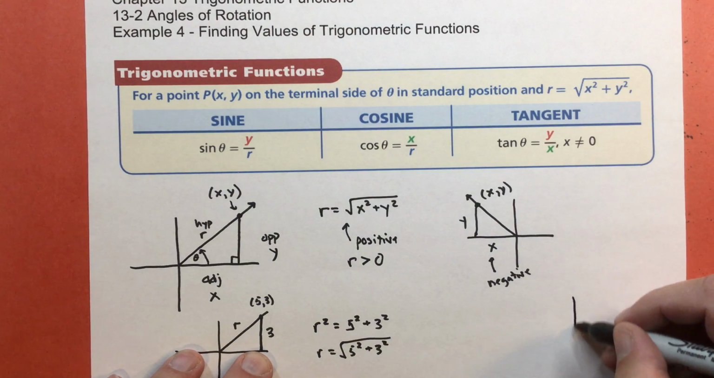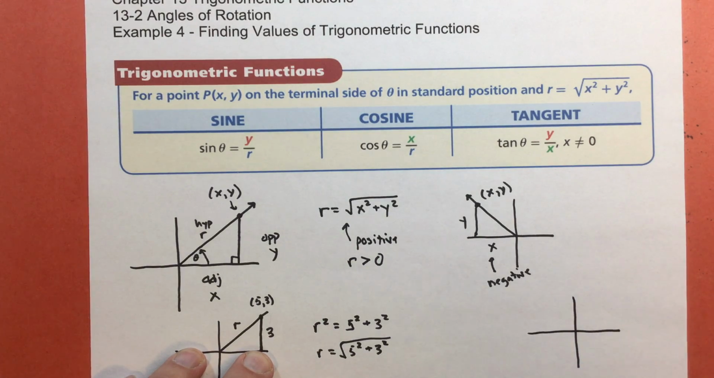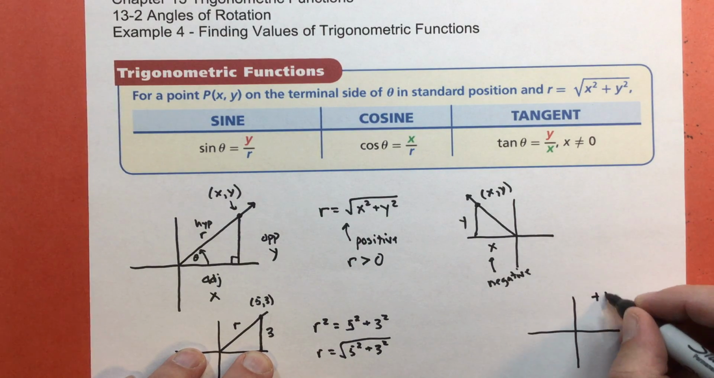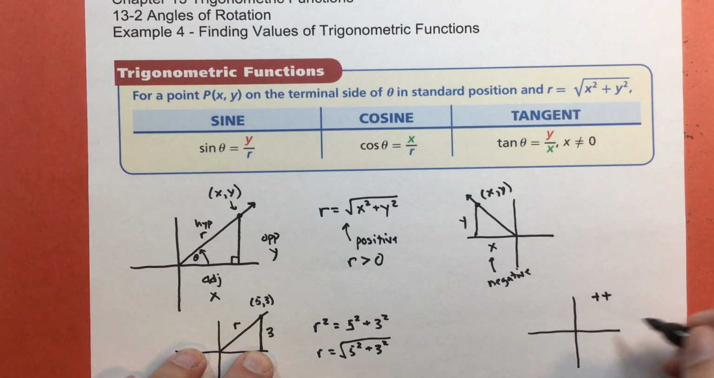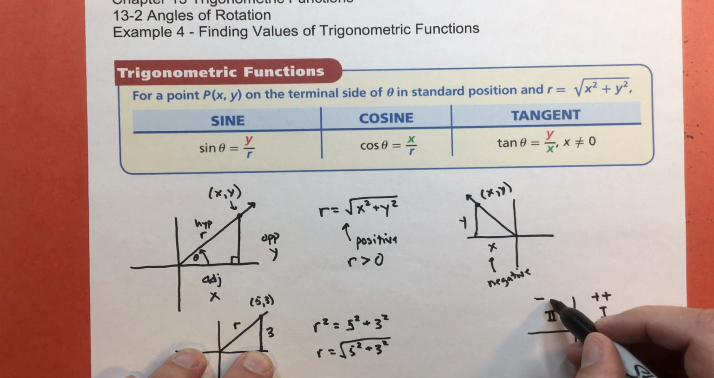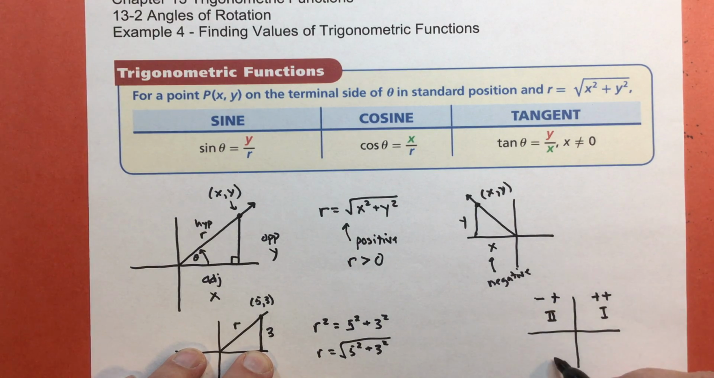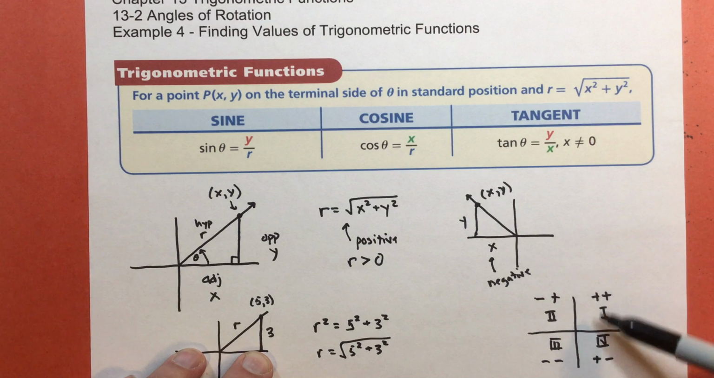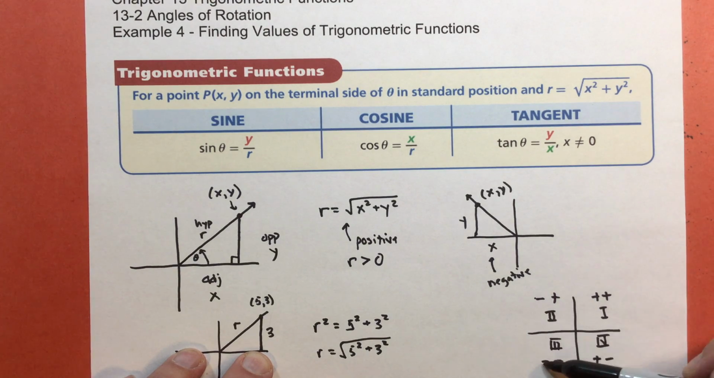So this will show up. In the first quadrant, I get positive, positive. In quadrant 2, I get negative, positive. In quadrant 3, I get negative, negative. And in quadrant 4, I get positive, negative. So the x to the right is positive, the x to the left is negative. The y going up is positive, and the y going down is negative.